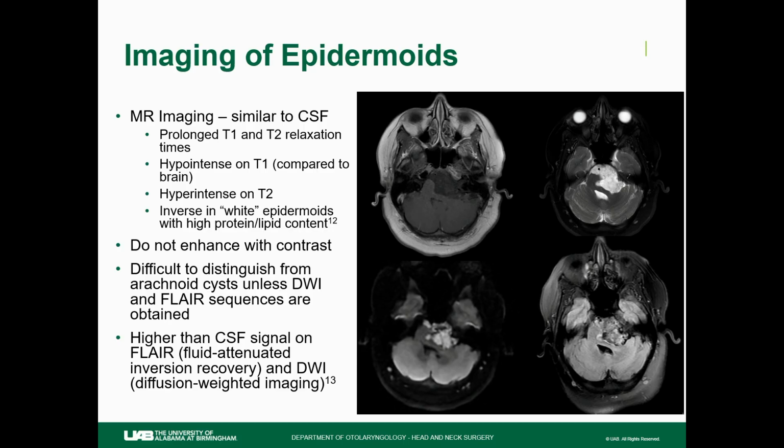So all four images here are from the MRI on the same patient. The top left is a contrast-enhanced T1 sequence. The top right is T2. Bottom left is DWI, and bottom right is FLAIR. And you can see the classic T2 hyperintensity, diffusion restriction, and FLAIR increased signal consistent with an intracranial epidermoid.